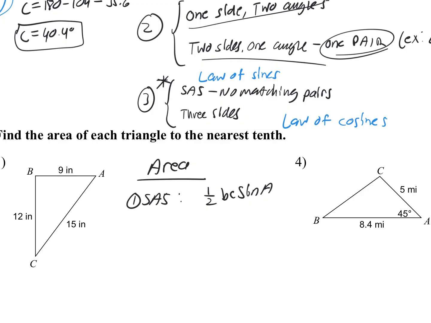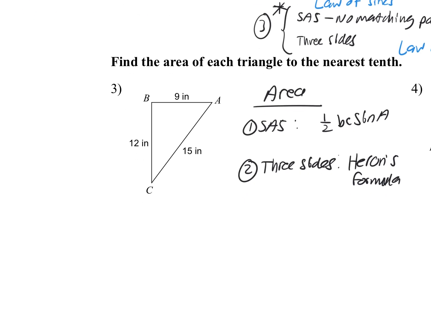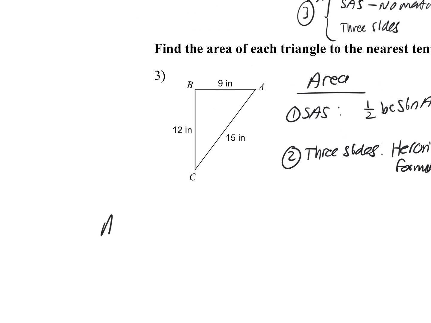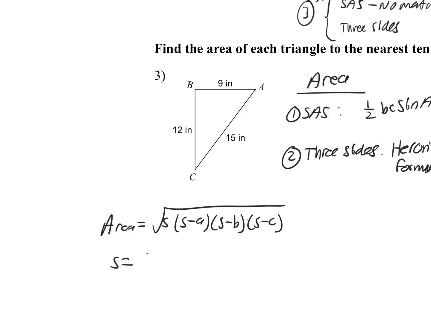Or, if we have three sides, we can use Heron's formula. All right, so let's see what we have in this problem right here. In this problem, we have three sides. If we have three sides, we're going to use Heron's formula. Recall that Heron's formula is my area is the square root of s times s minus a times s minus b times s minus c, where s is the semi-perimeter, (a plus b plus c) over 2.